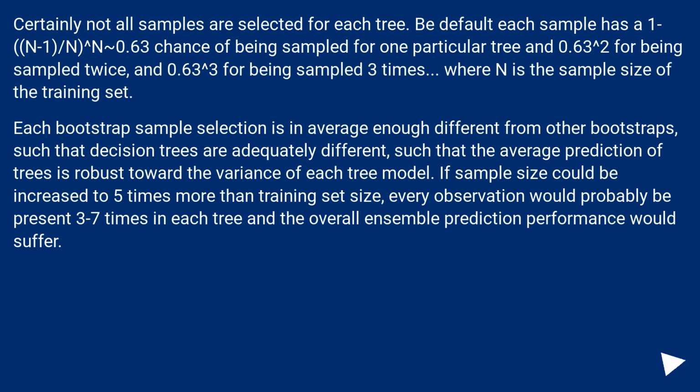Each bootstrap sample selection is on average different enough from other bootstraps, such that decision trees are adequately different, such that the average prediction of trees is robust toward the variance of each tree model. If the sample size could be increased to 5 times more than the training set size, every observation would probably be present 3 to 7 times in each tree and the overall ensemble prediction performance would suffer.